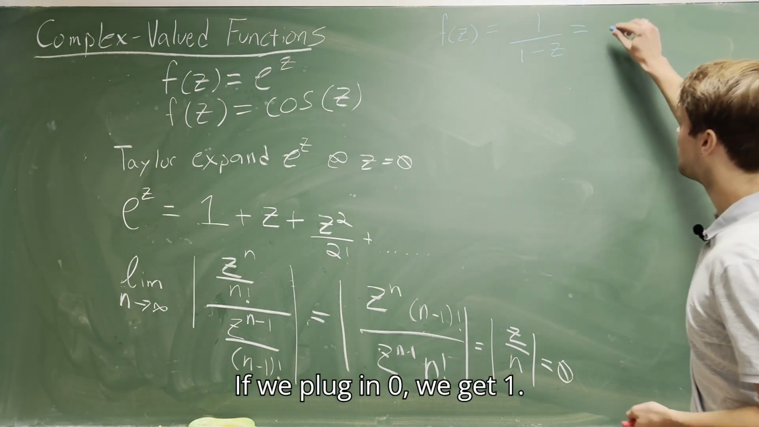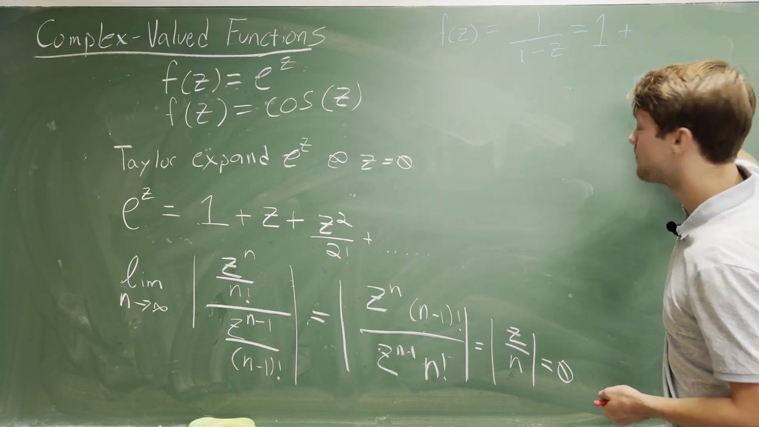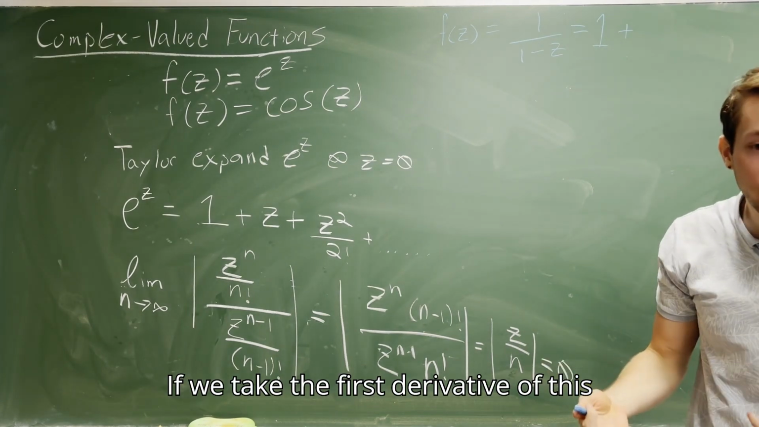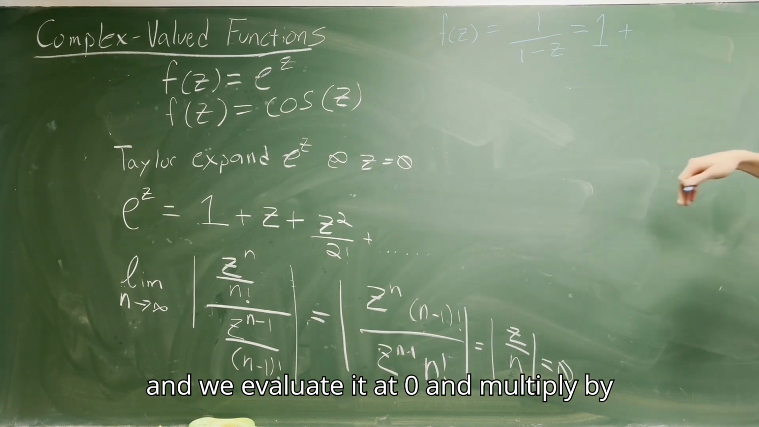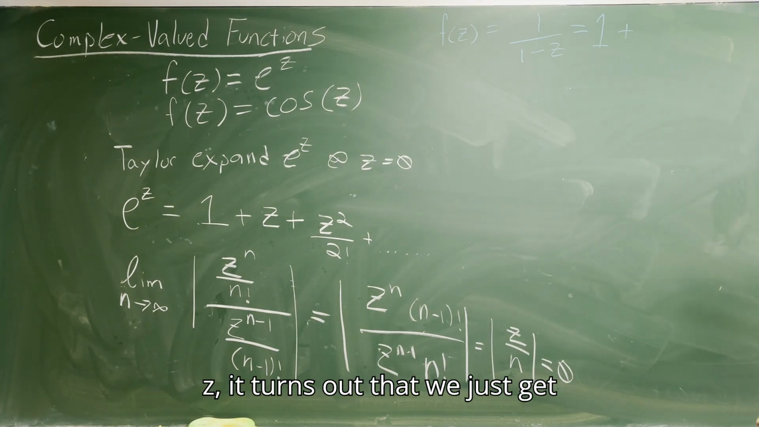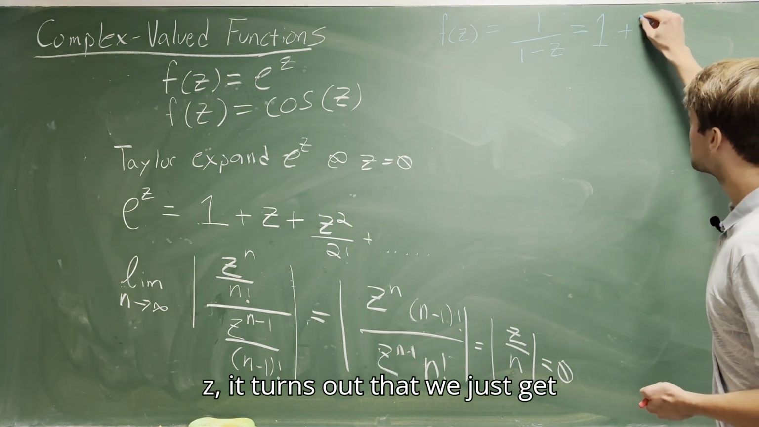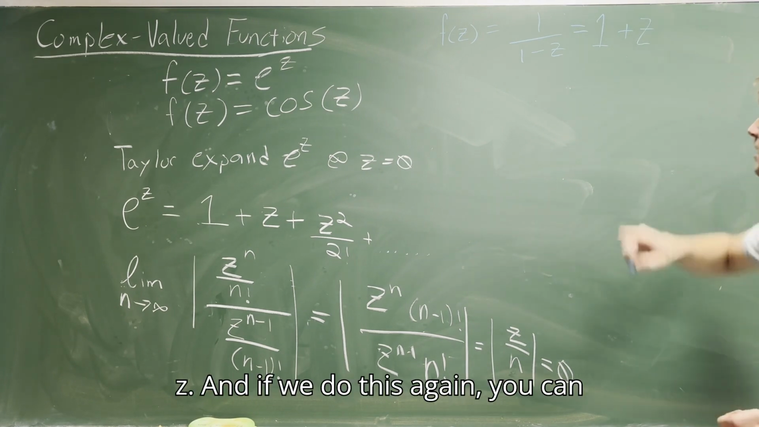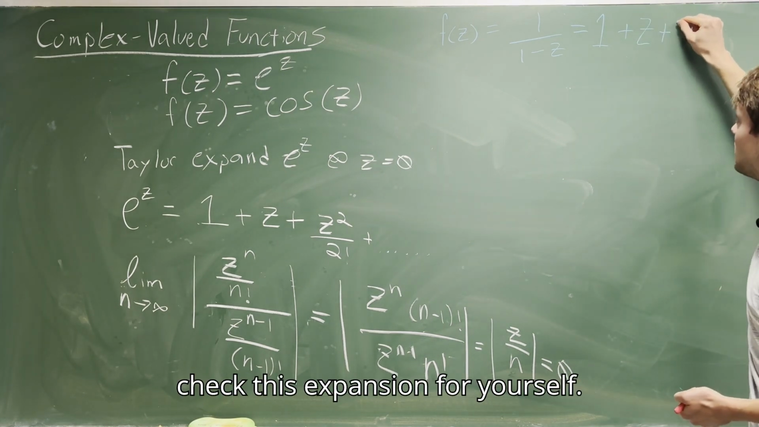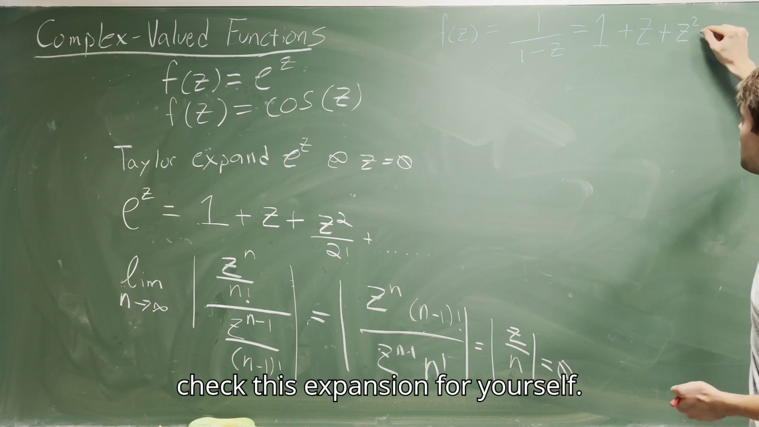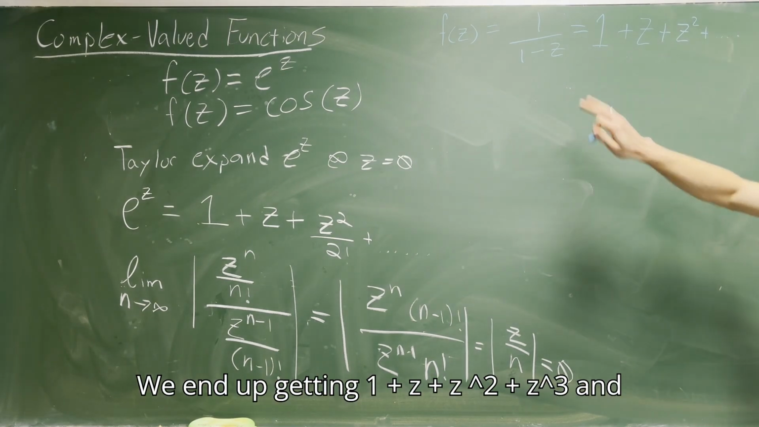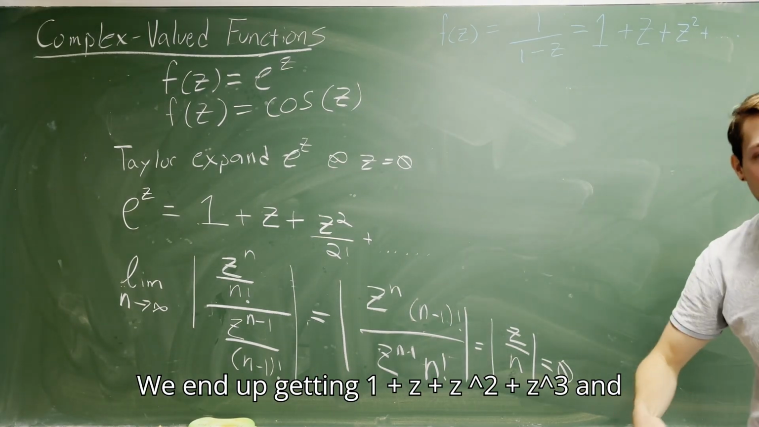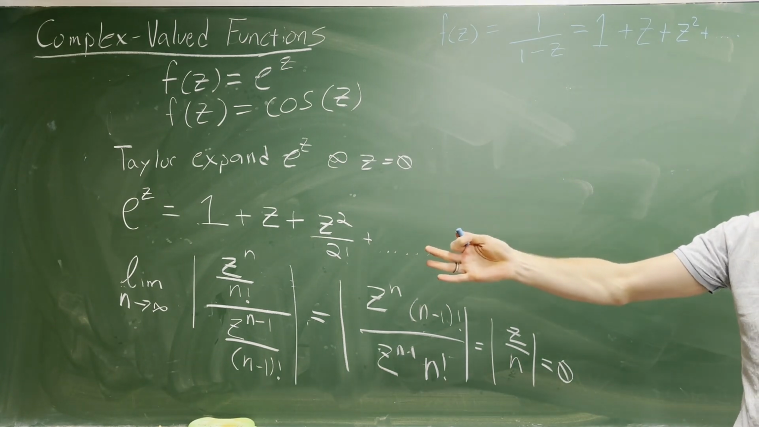If we plug in 0, we get 1. If we take the first derivative of this and we evaluate it at 0 and multiply by z, it turns out that we just get z. And if we do this again, you can check this expansion for yourself. We end up getting 1 plus z plus z squared plus z cubed and so on.